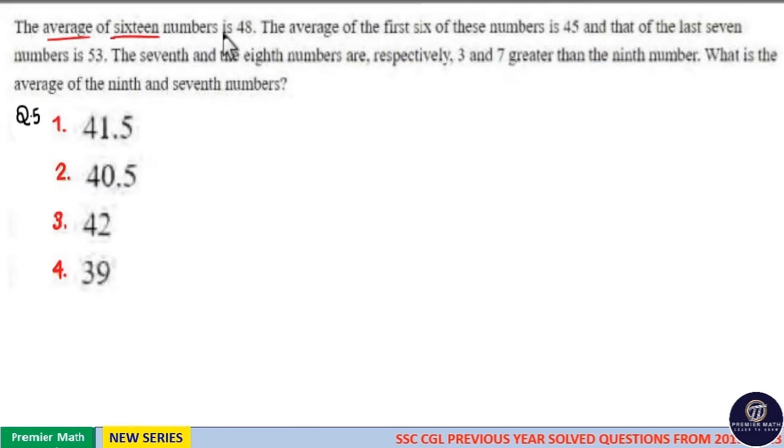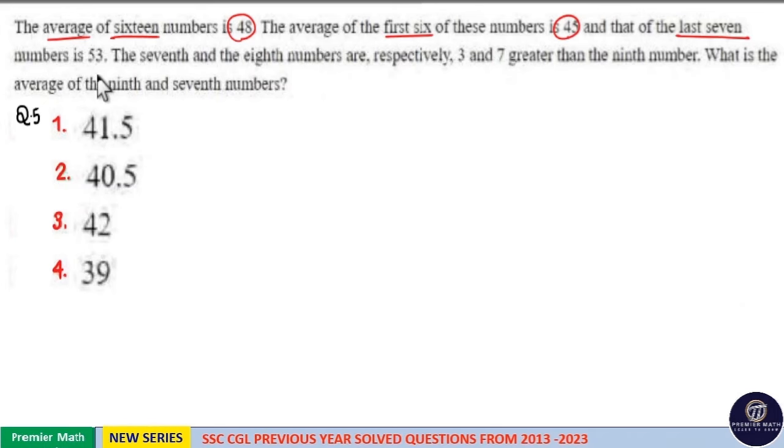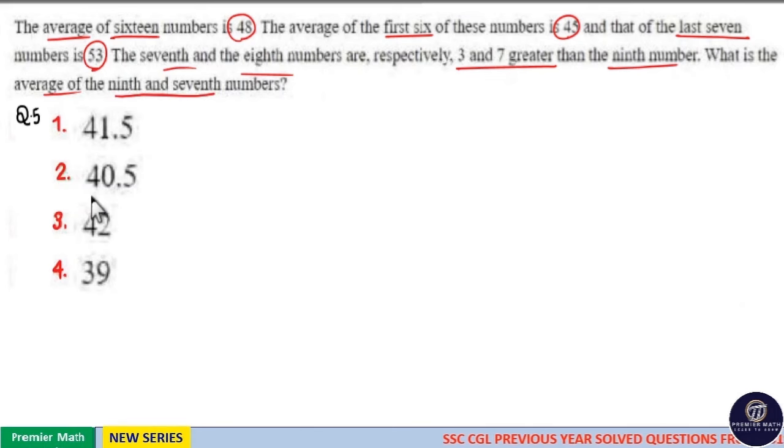Average of 16 numbers is 48. The average of the first 6 of these numbers is 45 and that of the last 7 of the numbers is 53. 7th and 8th numbers are respectively 3 and 7 greater than the 9th number. What is the average of 9th and 7th numbers?